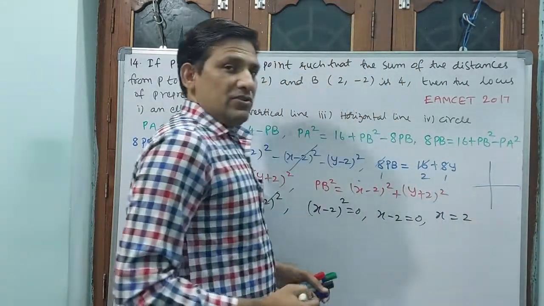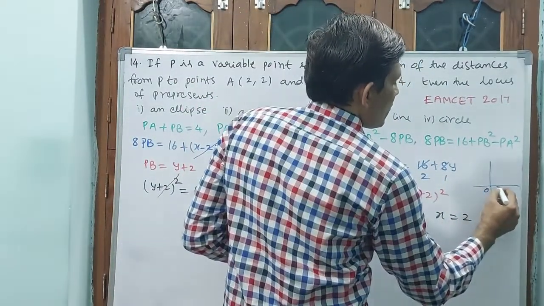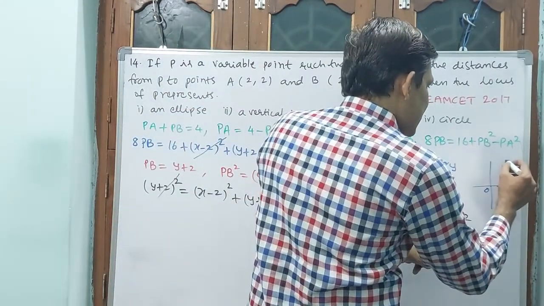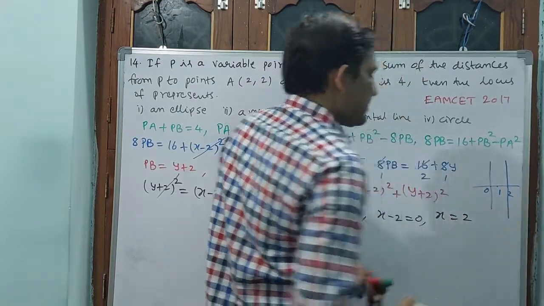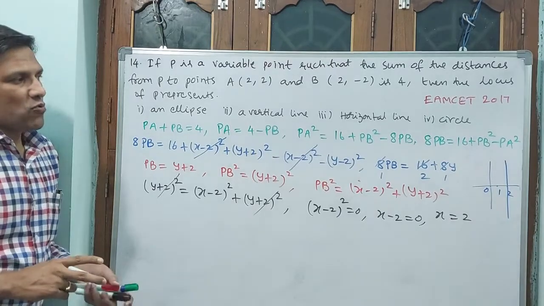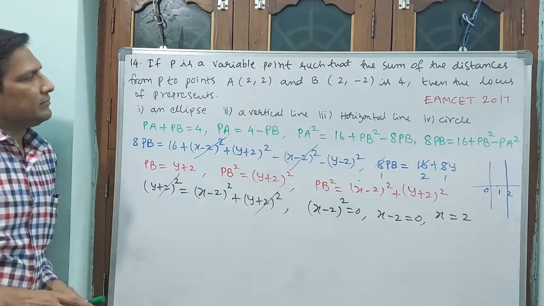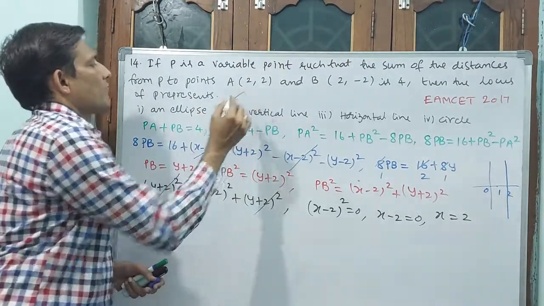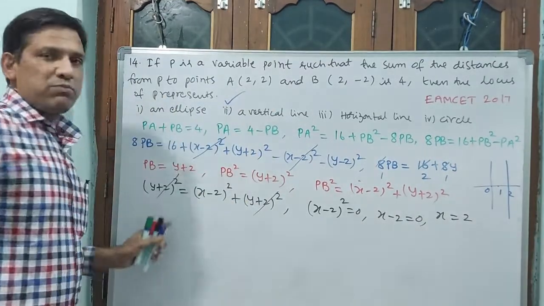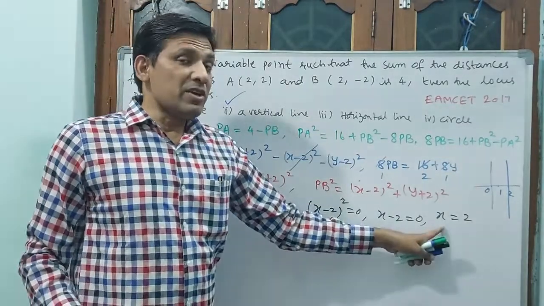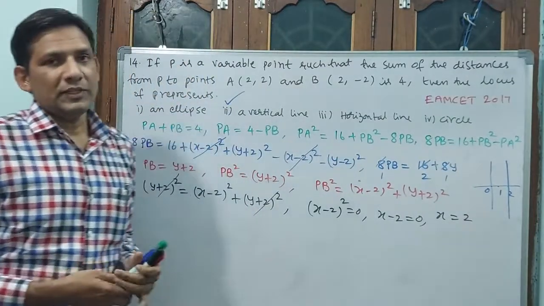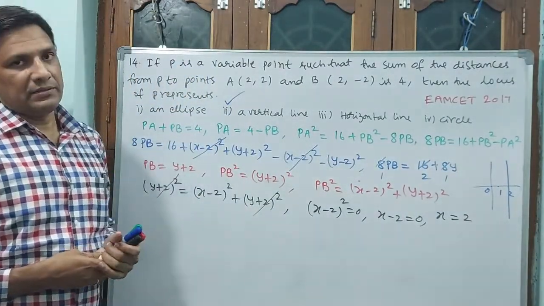This is the graph, say 0, 1 and 2. X is equal to 2 means you see, at x you have to keep 2. It is a vertical line. Okay, not a horizontal line. That means locus of this point is a vertical line. See, it may be an equation, but finally you have to write a representation. Representation is vertical line. Okay, x is equal to 2 is a vertical line.